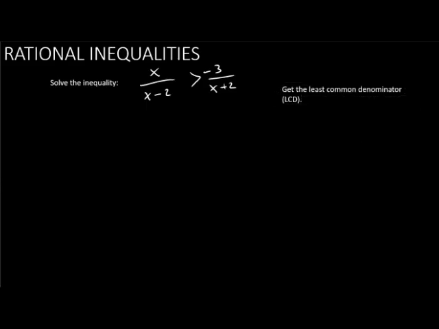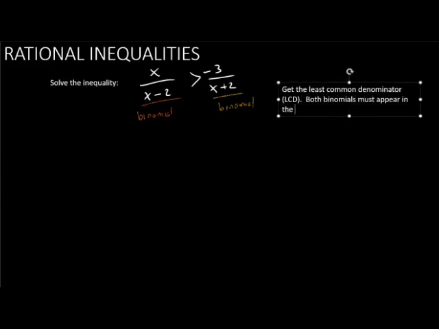Our LCD will depend on the denominators we have. Our first denominator is a binomial, x minus 2. Our other denominator is another binomial, x plus 2. If you have two different binomials, both binomials must appear in the LCD. Therefore, our LCD will be x plus 2 times x minus 2.